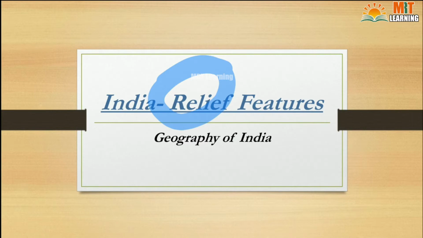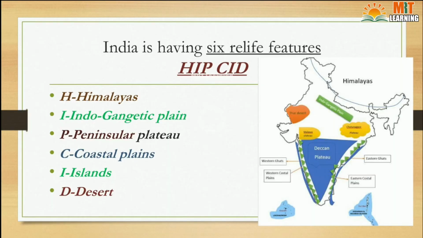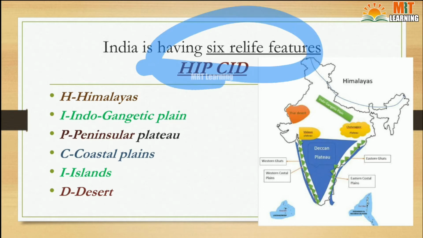What are the low areas? Examples: plains, valleys. These come under the low areas. What are the high elevated areas? Hills and mountains. So we can see the relief features in India. If you go through, India has 6 relief features. How many do we have? 6 relief features.